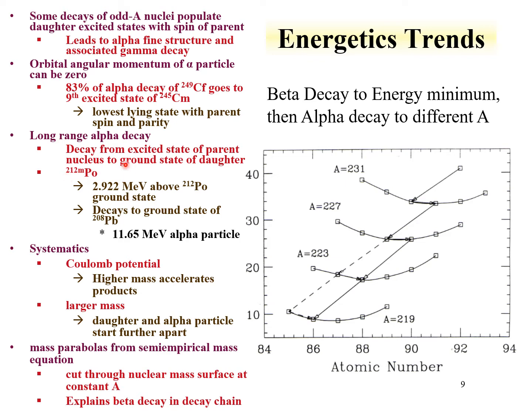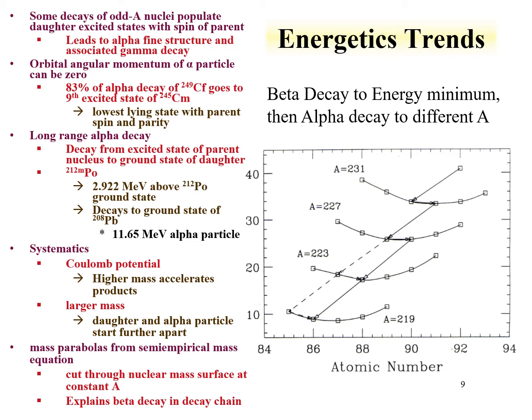So for instance, polonium-212m sits about 3 MeV above the polonium-212 ground state, and it decays to lead-208 directly with an alpha particle of about 11.5 MeV. And what's interesting about lead-208 is that the magic nuclear properties of lead-208 can help drive that decay from the metastable state all the way to the ground state of the daughter.